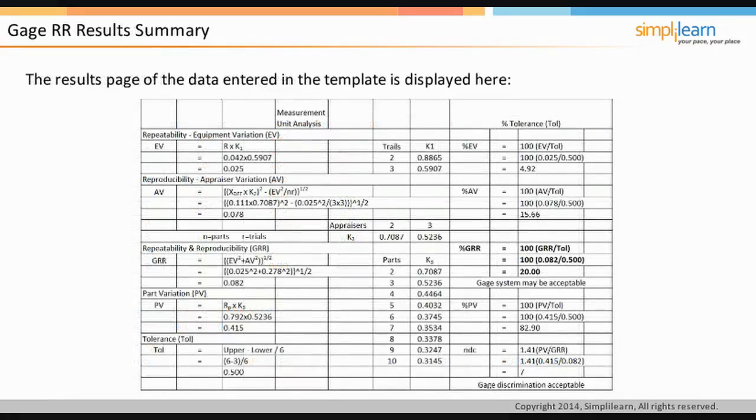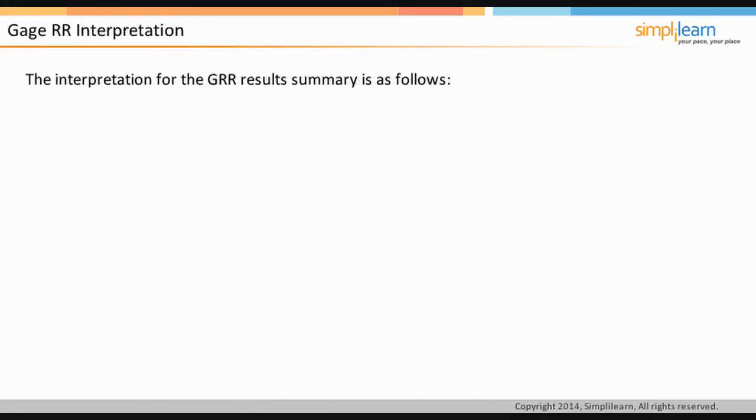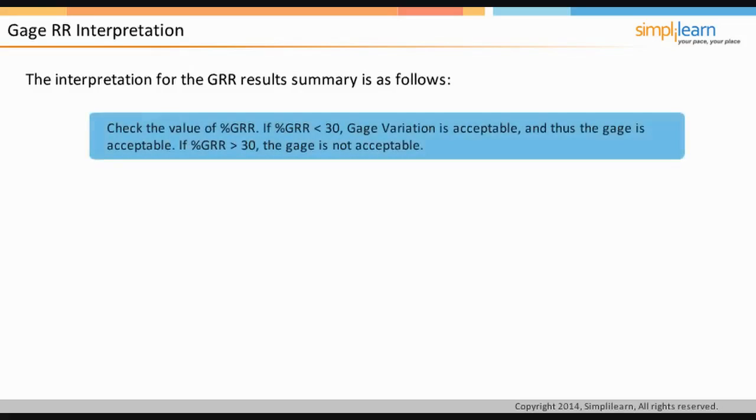The sheet on the screen displays the results for the data entered in the template in the previous screen. Please spend some time to go through the data for a better understanding of the concept. In the following screen, we will look at the interpretation to this results page. The percentage GRR value is highlighted in the center right of the table in the previous screen. There are 3 important observations to be made here about the gauge RR study. First, this study also shows the interaction between operators and parts.